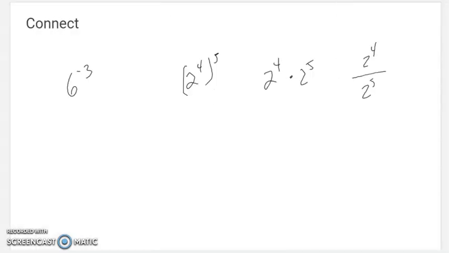We have learned a lot of exponent rules. We have talked about negative exponents. 6 to the power of negative 3 is the same as 1 over 6 to the power of positive 3. 6 to the power of positive 3 is 81, so it's like 1 over 81.